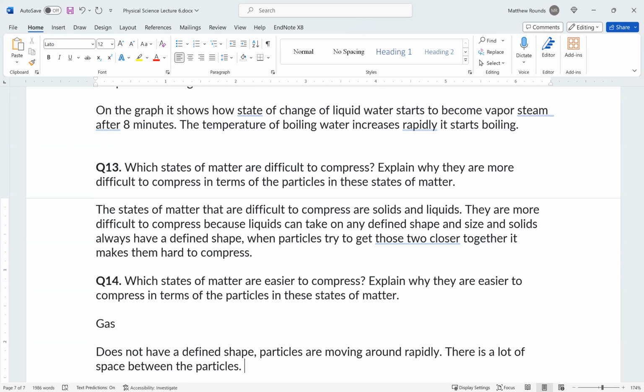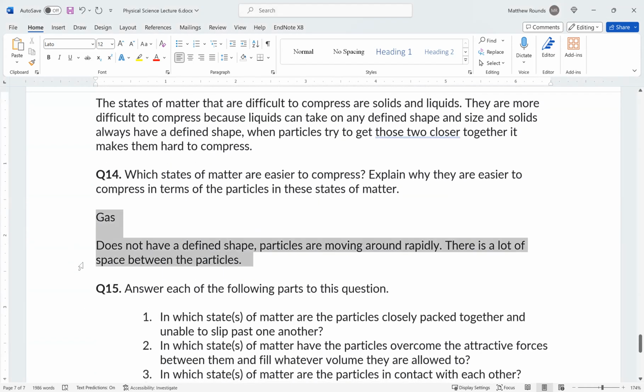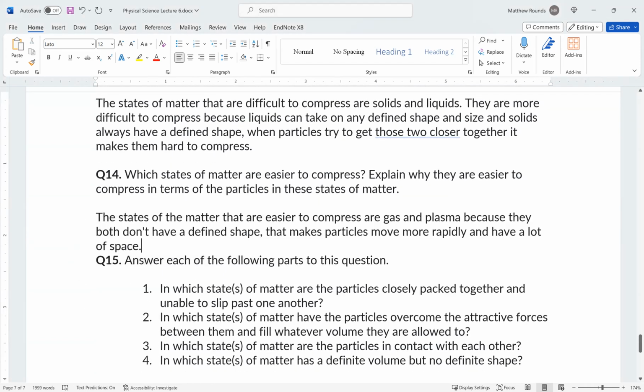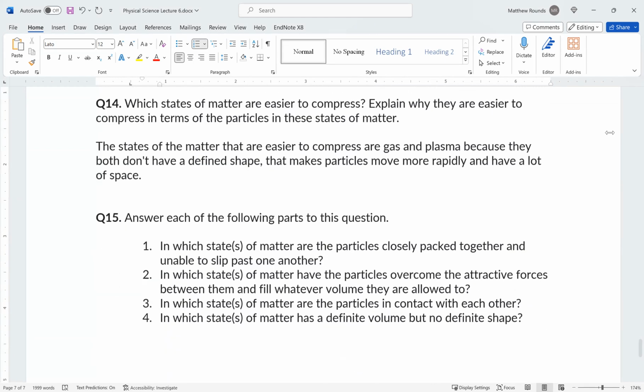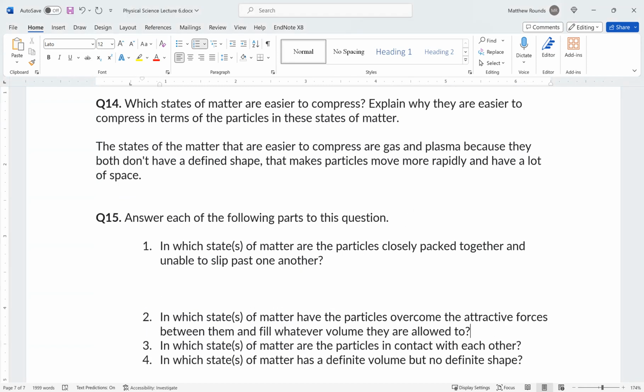All right, here's what I typed. All right, let's go with that. Looks good. Okay, so I want you to take your best guess at numbers one, two, three, and four here. These are just one word answers: solid, liquid, gas, plasma. Give me your best guess for each of these.